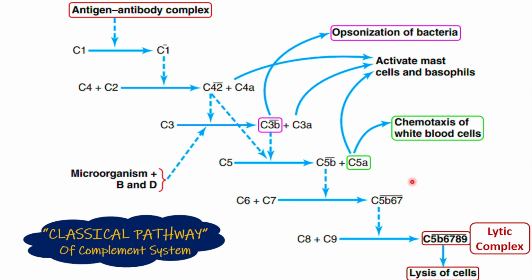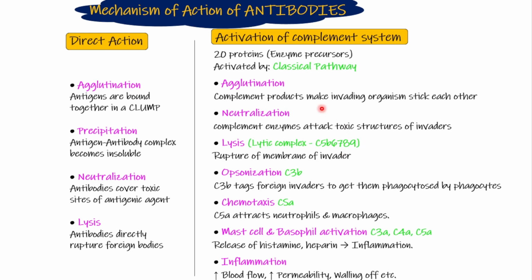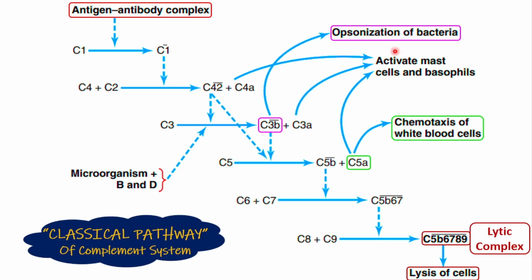Now these activated enzymes will carry out the functions discussed here, by which the foreign invaders will be attacked by the complement system proteins. So first of all, these complement proteins activated by the classical pathway will cause lysis of the cell. The lysis of the cell will be done by the lytic complex, as is obvious from its name. So the lytic complex is basically C5b6789, the activated form C5b6789.